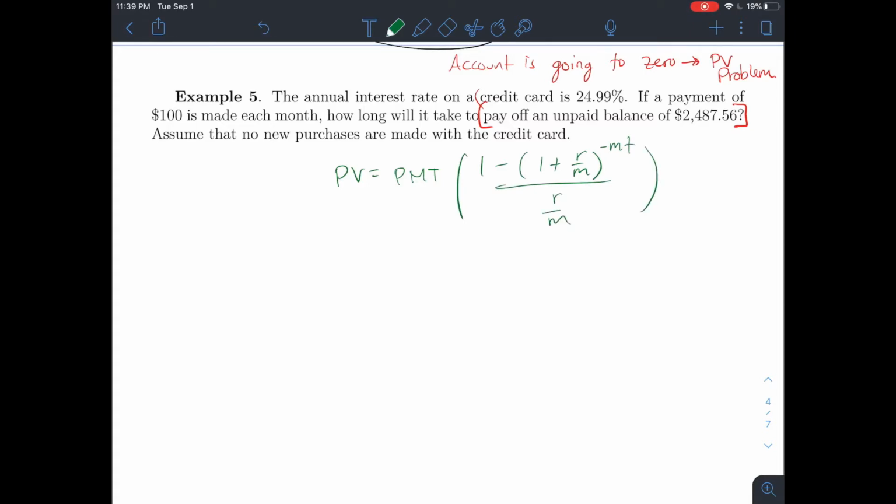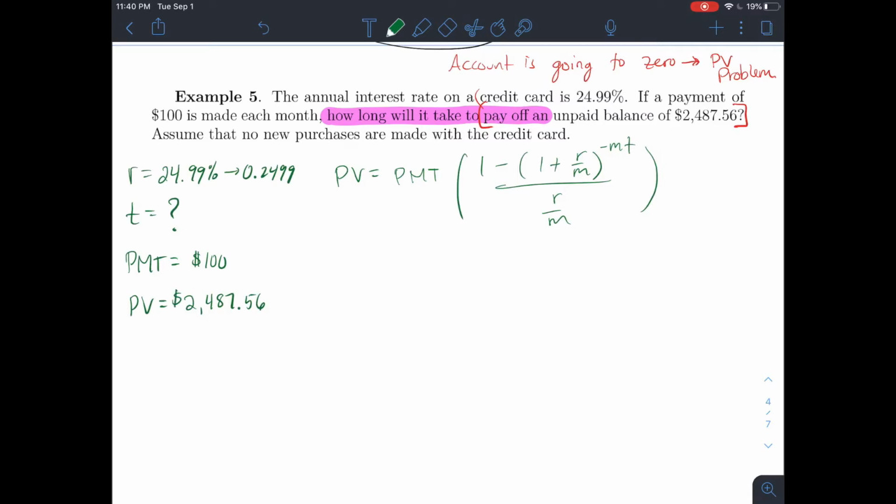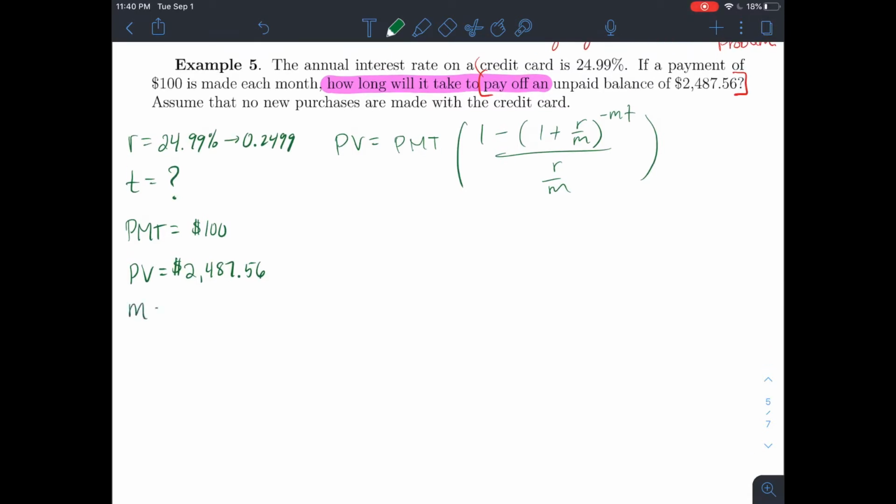And now let's figure out what we know. Interest rate, that's going to be 24.99%, decimal 0.2499. This is saying, hey, how long is it going to take to pay off this unpaid account? Well, time, we do not know. Our payments, well, we're sending in $100 each month. The account, how much we're in debt, well, that's the $2,487.56. And these payments are being made each month, so M is going to be 12.